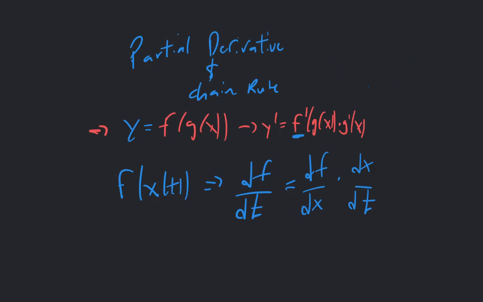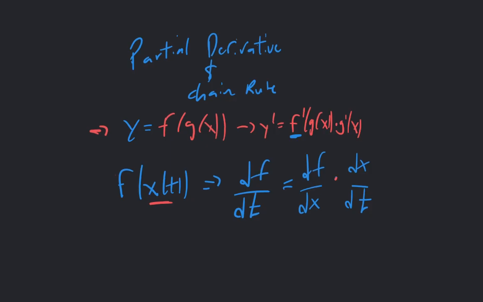So we can also write it, if f is a function of x of t, when we take the derivative of f with respect to t, we have to take the derivative of f with respect to x, and then the derivative of x with respect to t, multiplying them together.